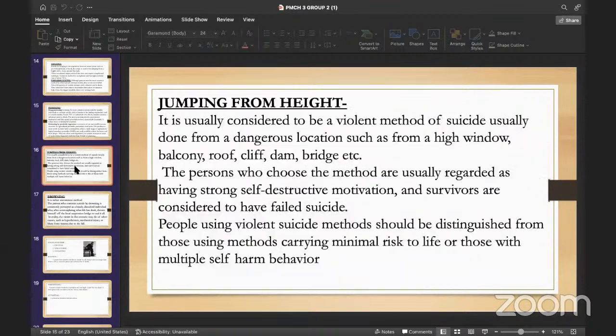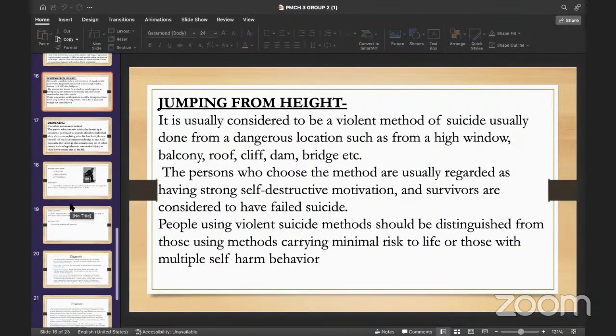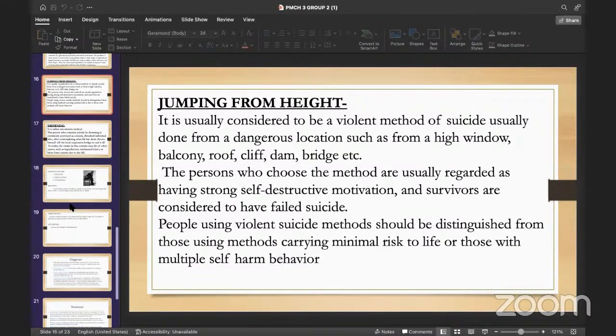Jumping from height. It is usually considered a violent method of suicide, usually done from a dangerous location such as a high window, balcony, roof, cliff, dam, or bridge, etc. The person who chooses this method is usually regarded as having strong self-destructive motivation, and survivors are considered to have failed suicide. People using violent suicide methods should be distinguished from those using methods carrying minimal risk to life or those with multiple self-harm behavior.